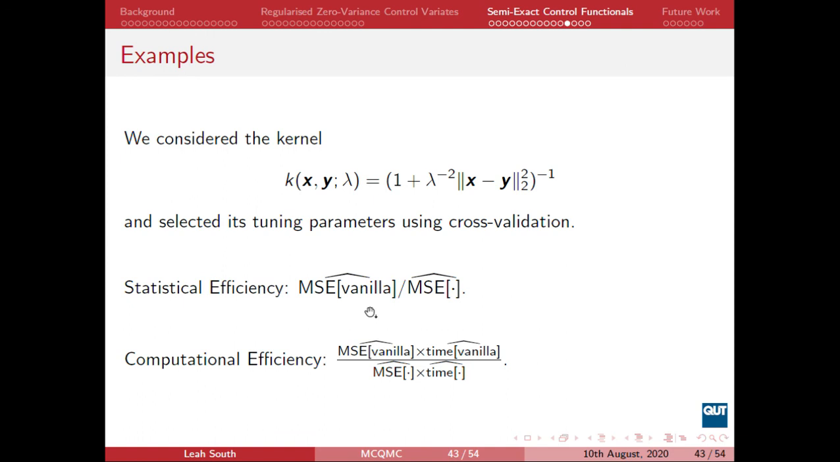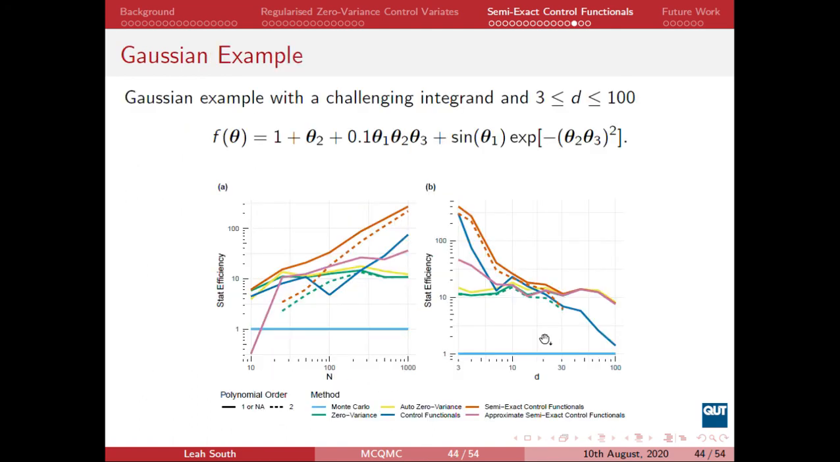So for the simulation study, we considered this kernel here, which is rational quadratic, I think, from memory. We use the same measure of statistical efficiency. So I'm just going to go through one example quickly, and this is a Gaussian example where we've got a very challenging integrand that's got some polynomial terms, some sine terms, and exponential. So we can't actually evaluate this exactly because it's a challenging integrand, but we can investigate the effective dimension and the number of samples.